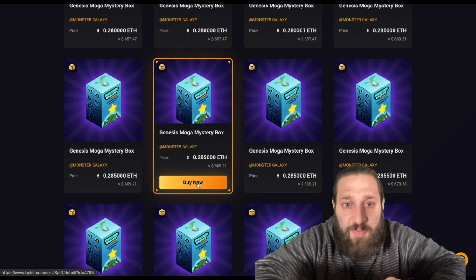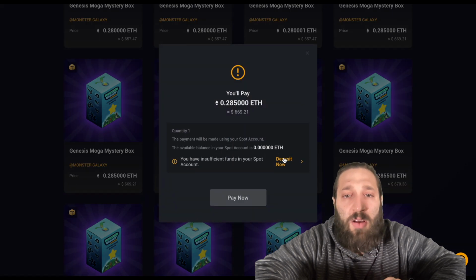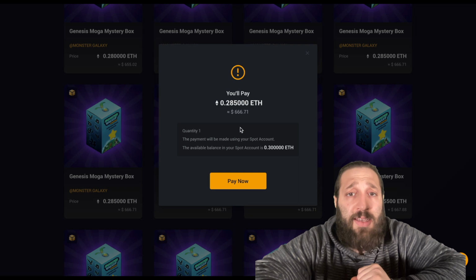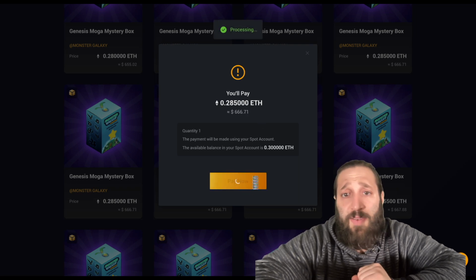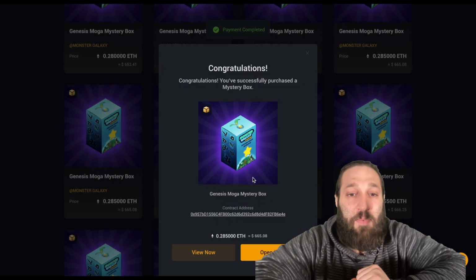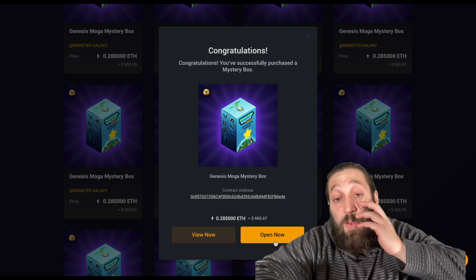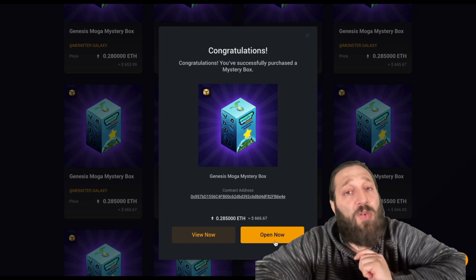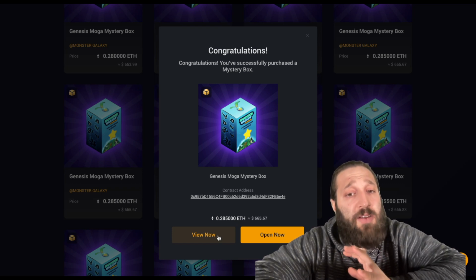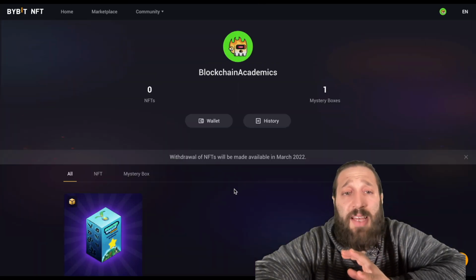So it went from 15 bucks to almost $700. We have to deposit some Ethereum. We have 0.3 ETH. This is going to cost us 0.285, and there's no gas fees. So that's the awesome thing of using Bybit NFTs, and that was pretty much instant. So congratulations, successfully purchased a mystery box and open now. Oh, I can even open them. Okay, so I'm actually going to hold that in hopes of me being able to sell it for more.